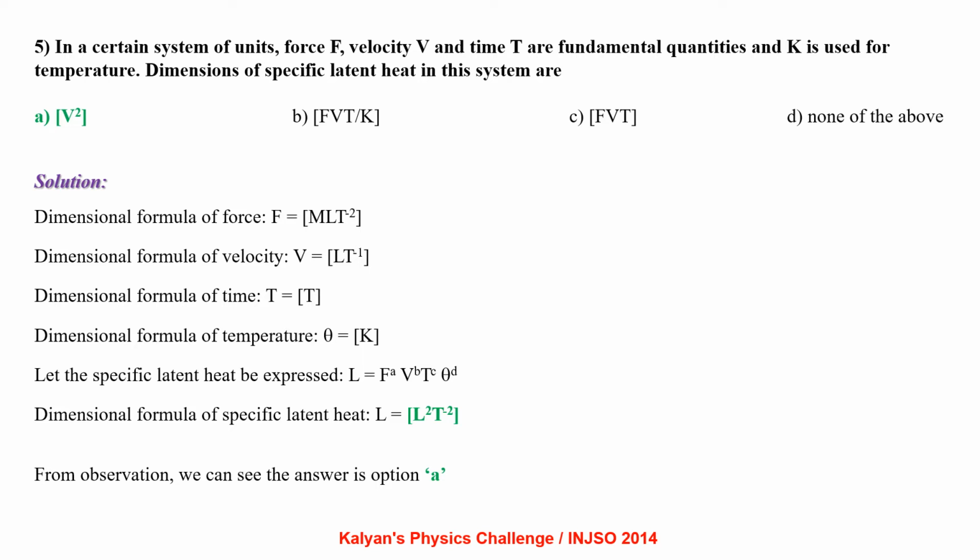The specific latent heat can be expressed as L equal to F power A, V power B, T power C, theta power D. Dimensional formula of specific latent heat is L square T power minus 2. By comparing both the equations, we see the correct answer is option A.